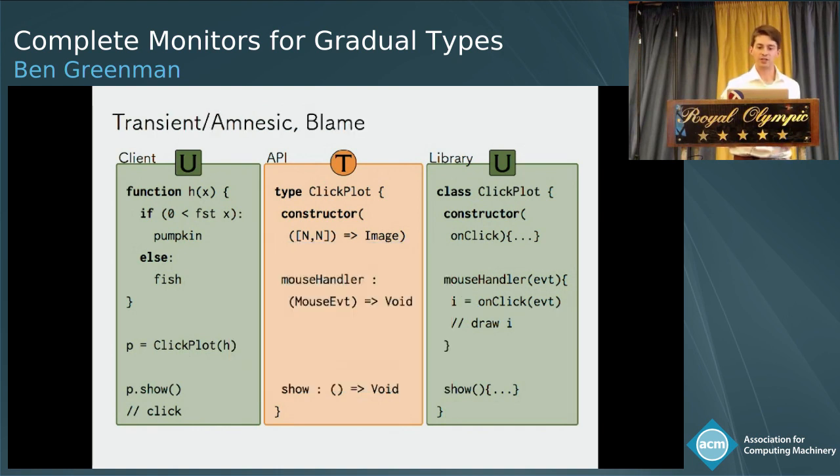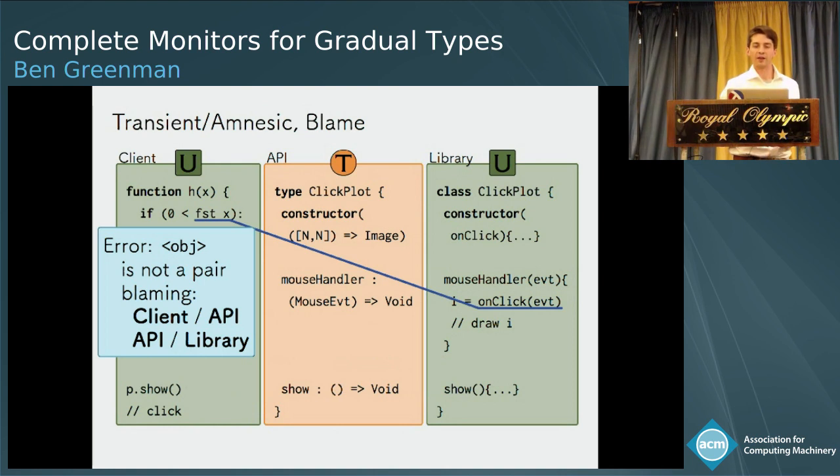Now let's go to the transient and amnesic side. The best we can hope for over here is an error. Again, the error might not occur, but supposing we get an error. And then if we get such an error, we'd like to see two boundaries involved. Because that value, which came from the library, has crossed two boundaries, first to the API and then to the client. The important difference here is in natural, there's going to be at most one boundary to blame for such errors. But in a system that doesn't satisfy complete monitoring, there could be any number of boundaries that the value has gone across before it reached a place that errored.